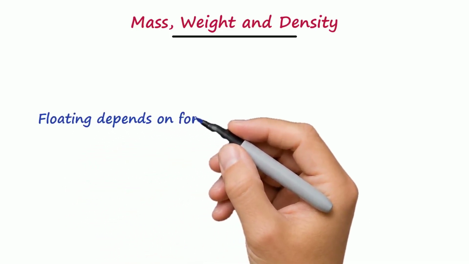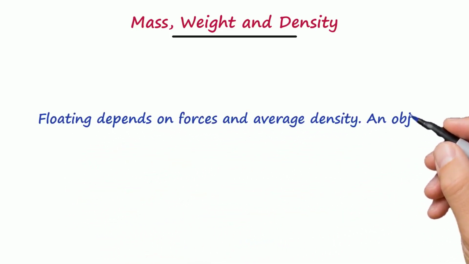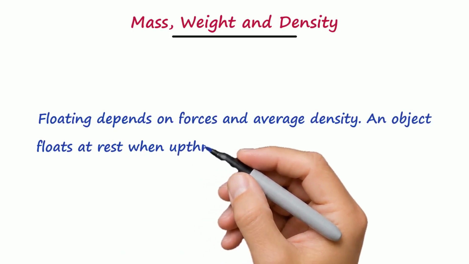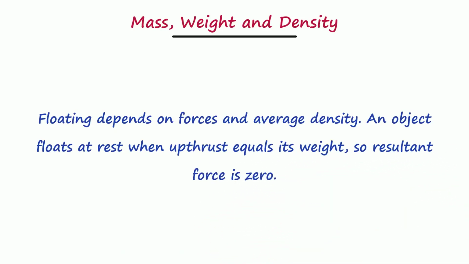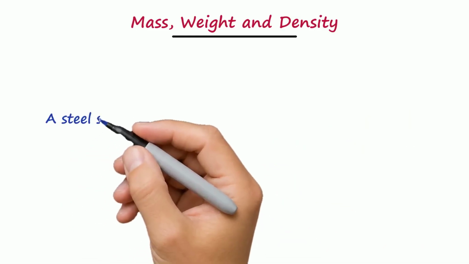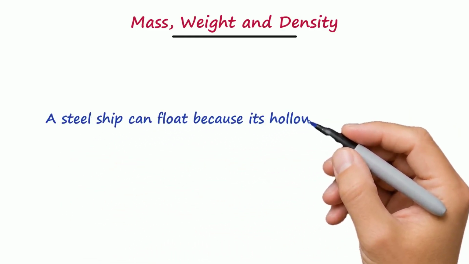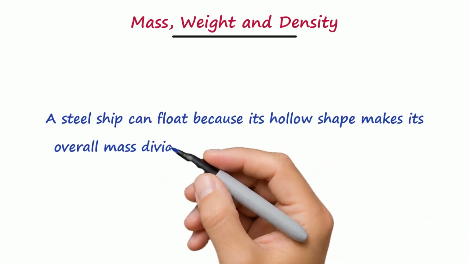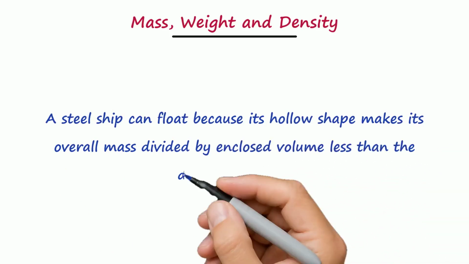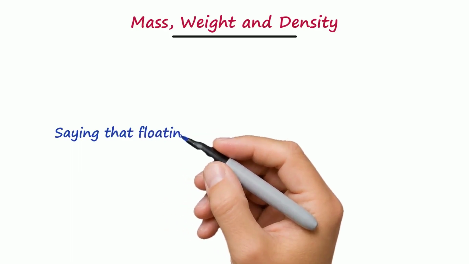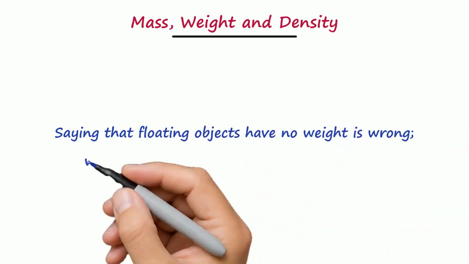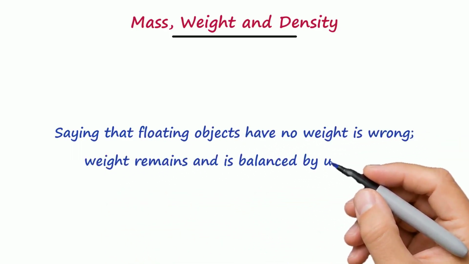Floating depends on forces and average density. An object floats at rest when upthrust equals its weight, so resultant force is zero. A steel ship can float because its hollow shape makes its overall mass divided by enclosed volume less than the density of water. Saying that floating objects have no weight is wrong. Weight remains and is balanced by upthrust.